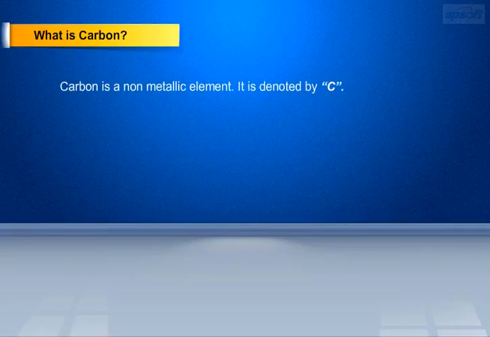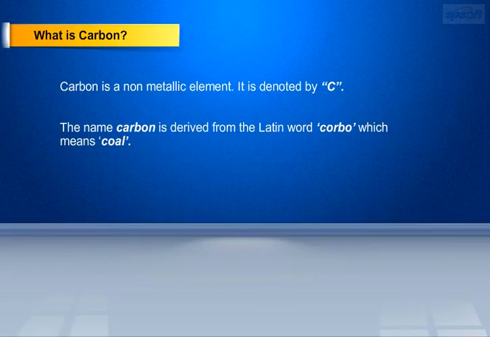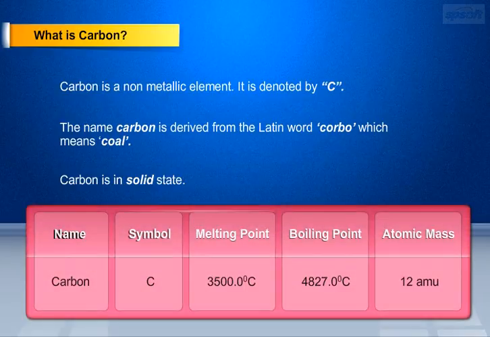What is carbon? Carbon is a non-metallic element, and it is denoted by the letter C. The name carbon is derived from the Latin word carbo, which means coal. Carbon is in solid state.